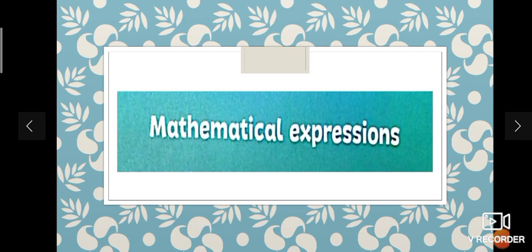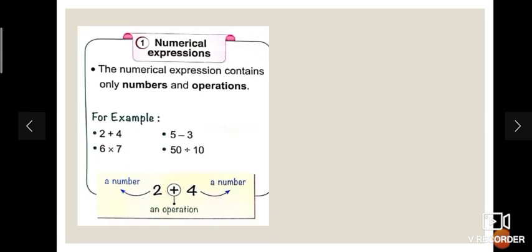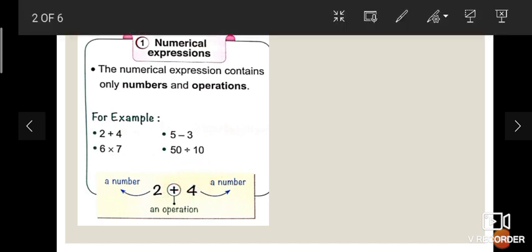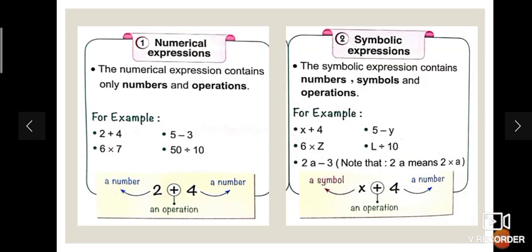At first, mathematical expressions. We have two types of mathematical expressions. The first type, numerical expressions: number, operation, number. Okay, it's numerical expressions. The second type, symbolic expressions. Symbolic expressions are symbol, operation, number.